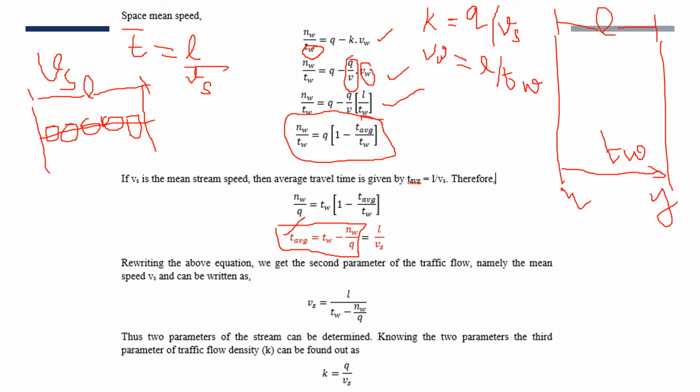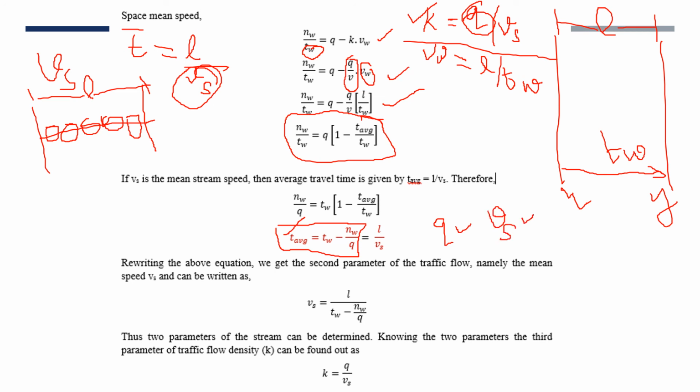Alright, now coming back to how we get all the fundamental parameters from this moving observer method. So now we got Q, and we know the equation. If we know Q, we can calculate T average. So Q is known to us. Now T average is known, then one can use the equation and calculate the space mean speed.